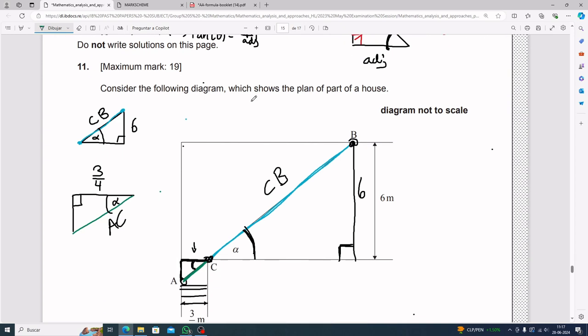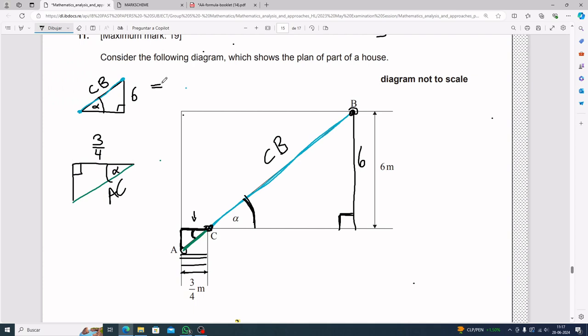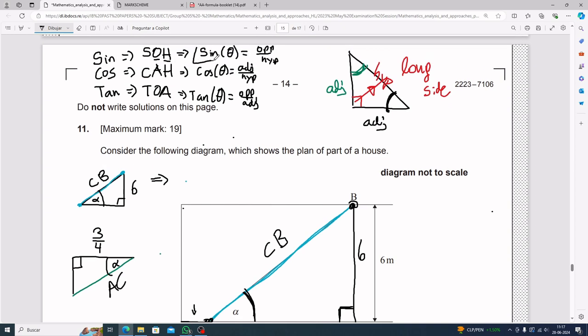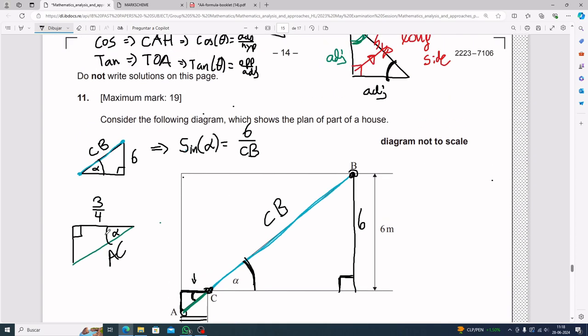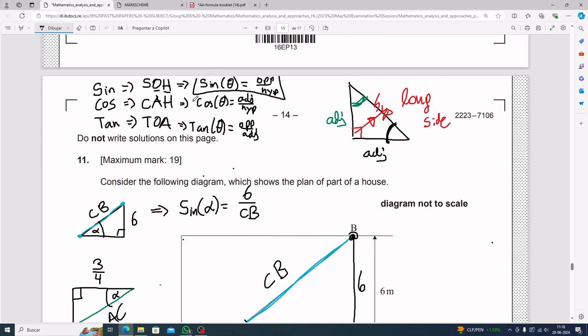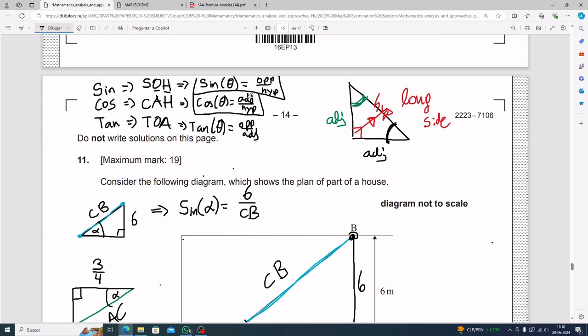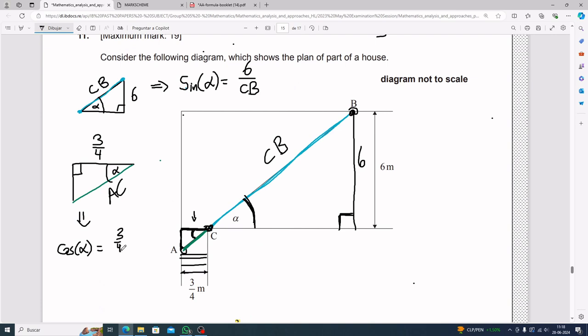Okay, so back to reality, back to the exercise. Over here, what can we apply? You stare at it for long enough and you realize that you have an opposite and the hypotenuse. So which one has opposite and hypotenuse? Sine. So up here on top, you can apply sine of alpha equals my opposite, which is 6, divided by the hypotenuse, which we said was side CB. Well, down here, you stare at it for long enough and say, okay, so I have the adjacent next to alpha and the hypotenuse. So which one has adjacent and hypotenuse? Cosine. So down here, you can apply cosine alpha, so Cah: adjacent over hypotenuse. The adjacent is 3 over 4 divided by side AC, right?